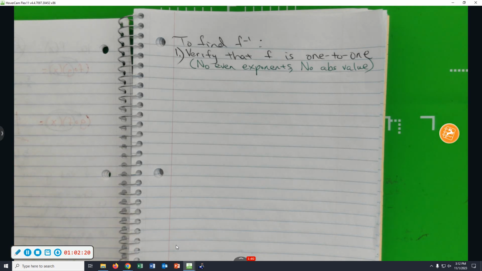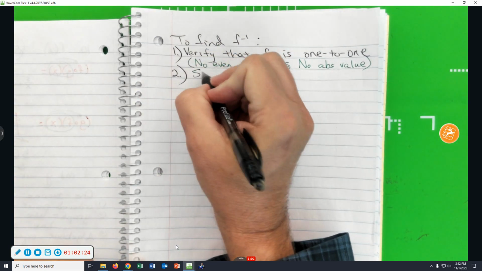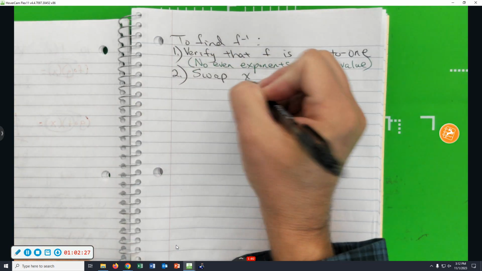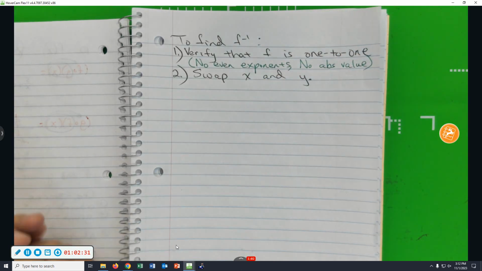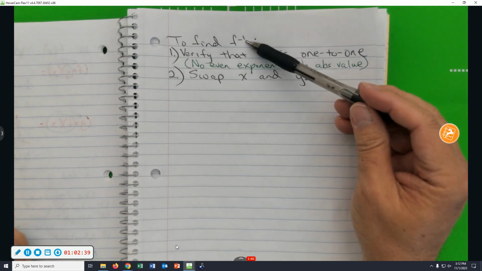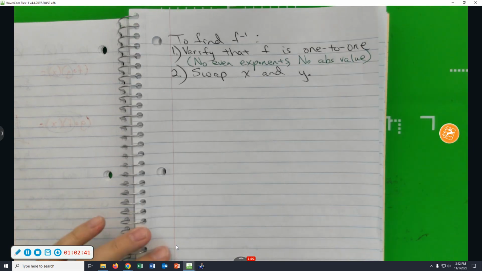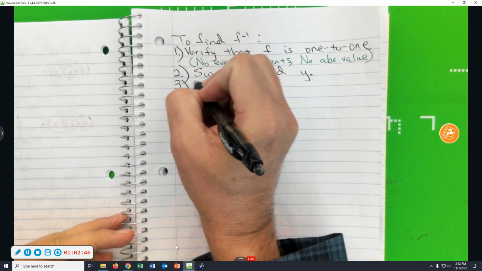So now, second step: swap x and y. Isn't that what an inverse does? You swap x and y. At that point you have an equation that's a form of the inverse, but they're going to want you to get it so that you can use the f inverse notation. So once you swap x and y, you're going to have to solve for y.